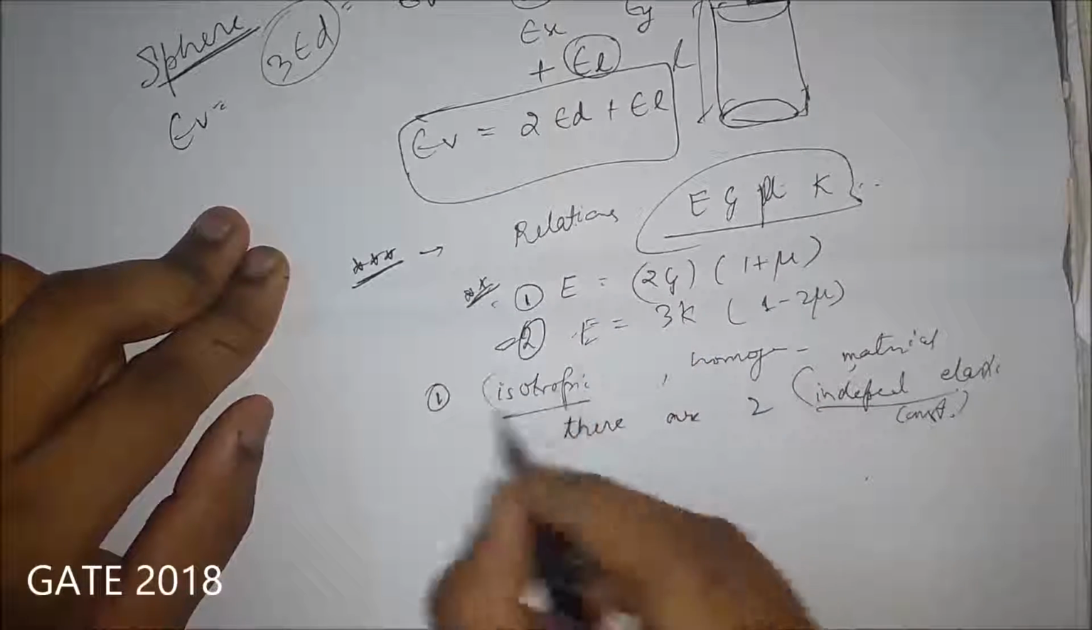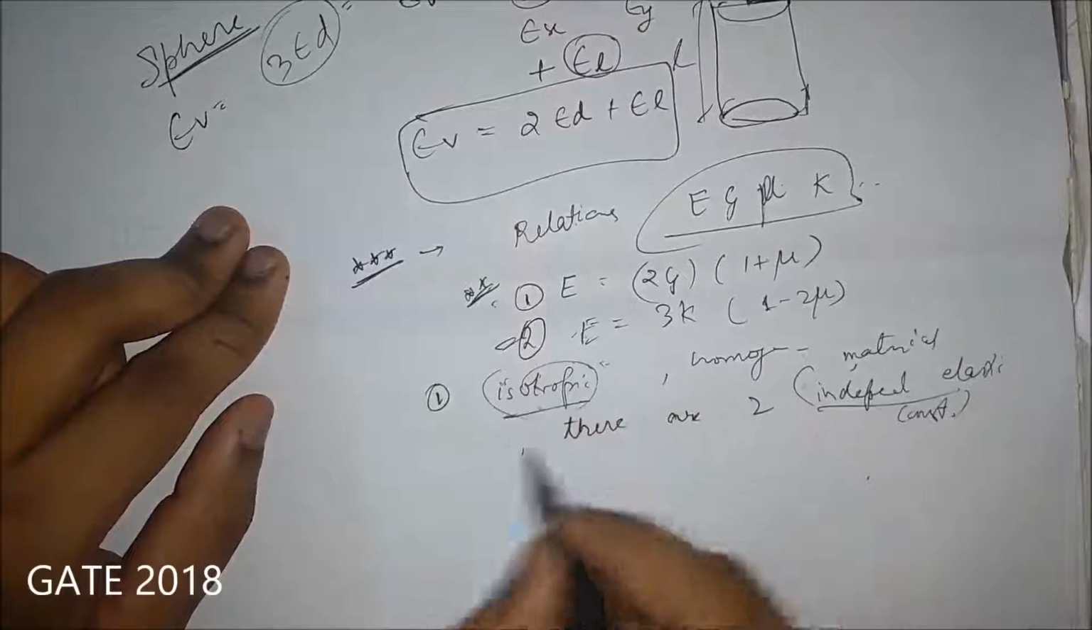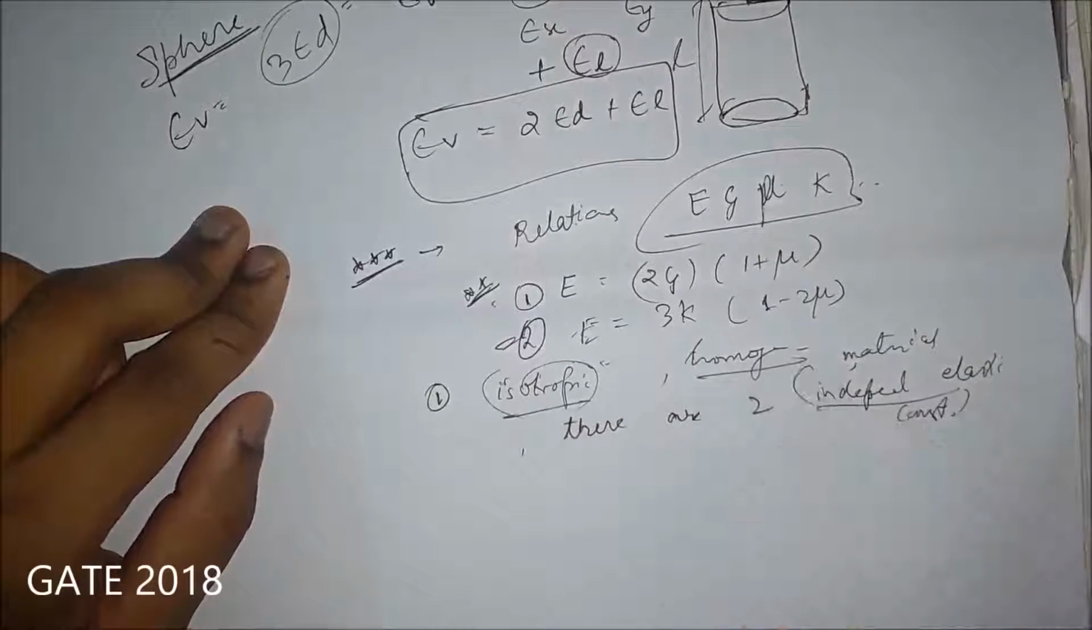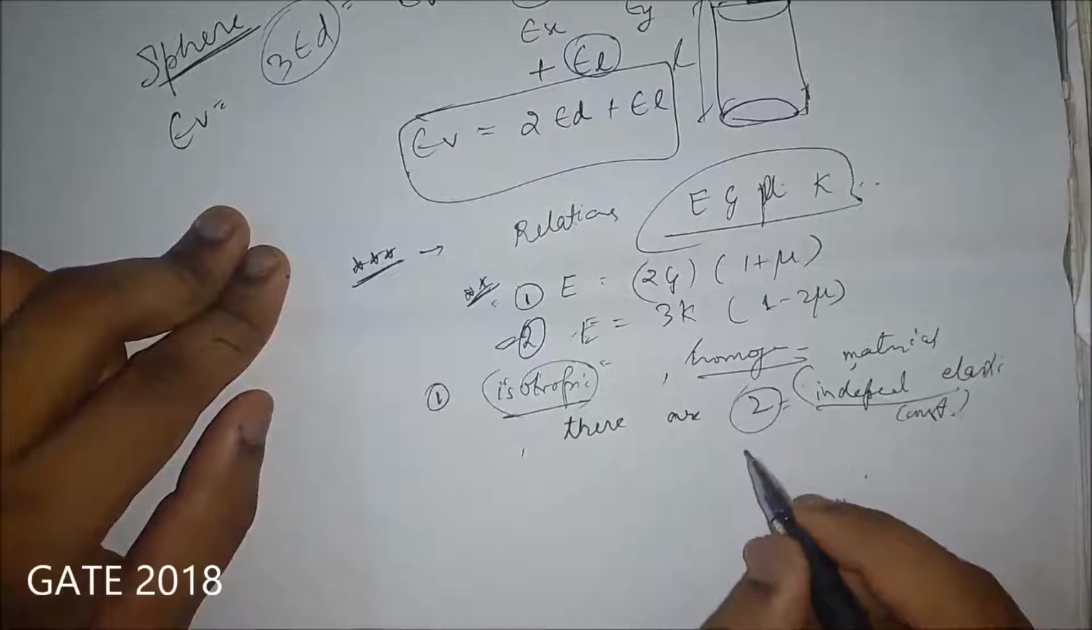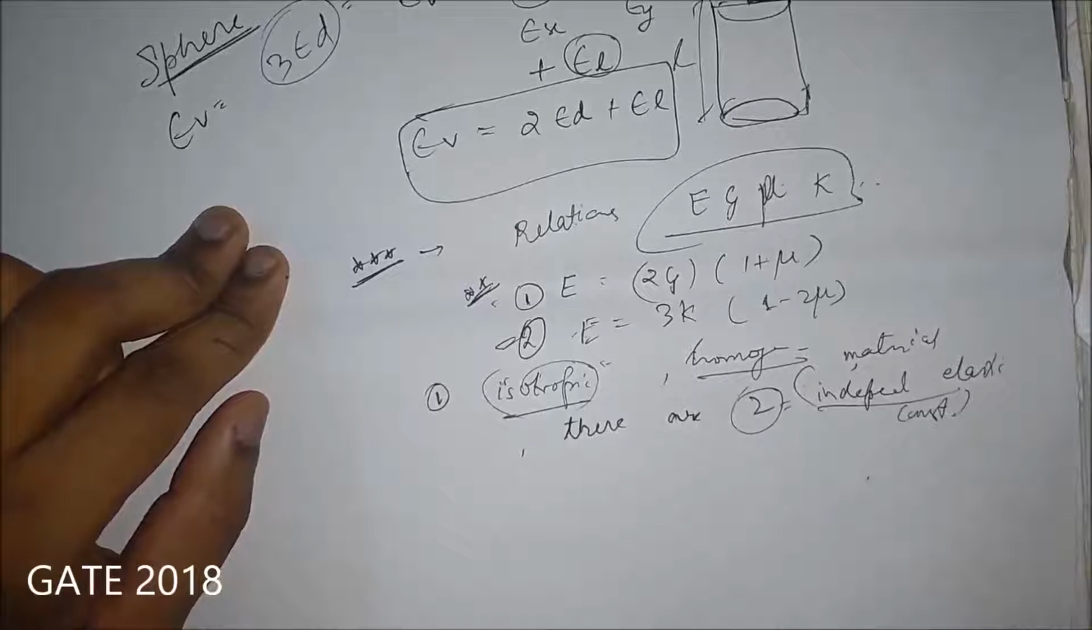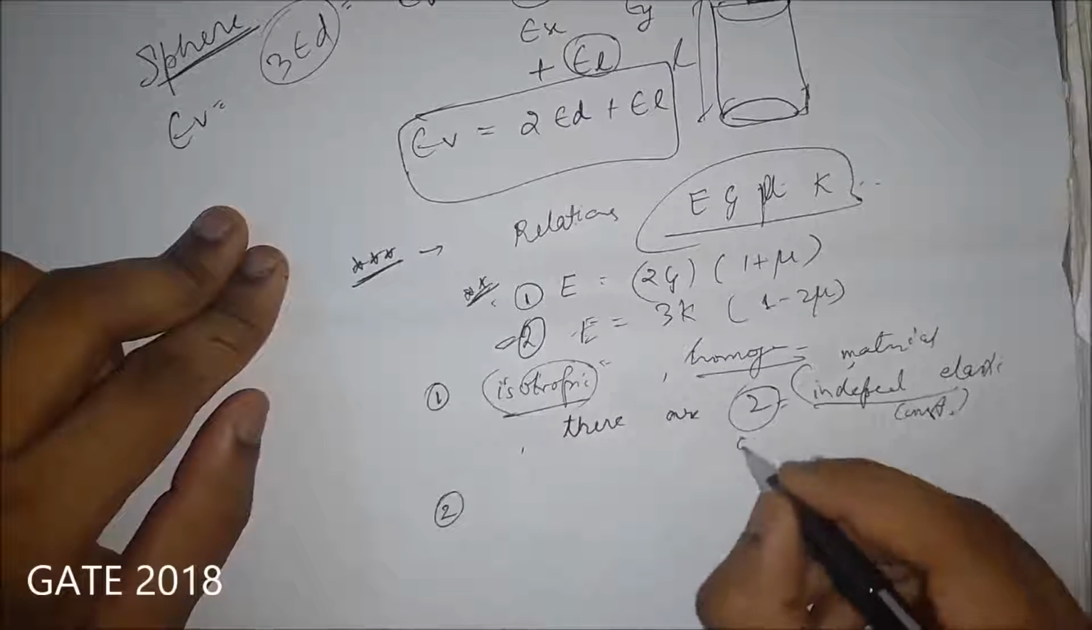For an isotropic material, which has same properties in all the directions, homogeneous material made up of same material throughout the body, there will be at least two independent elastic constants, that is at least.